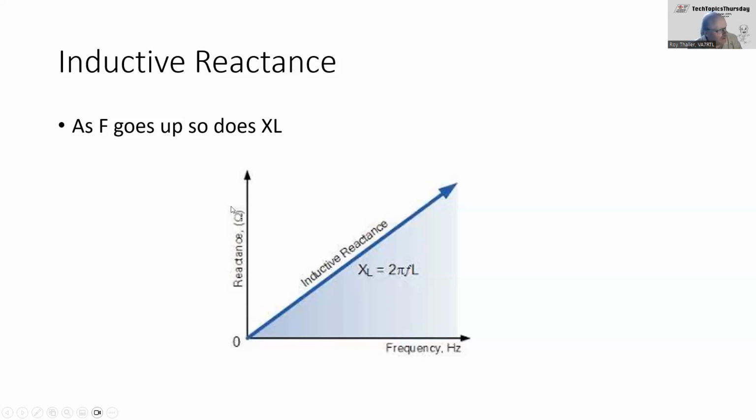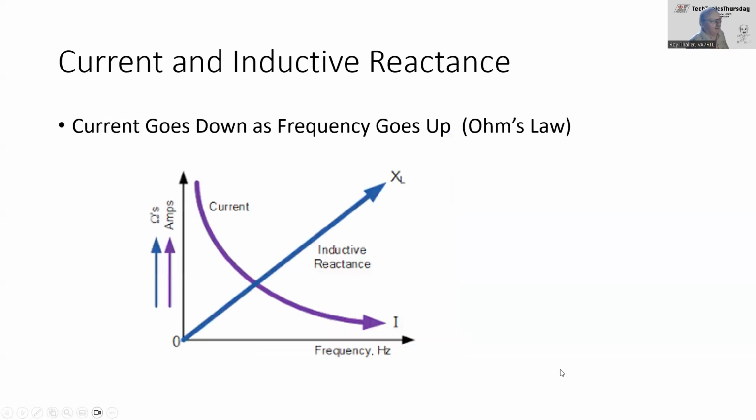Next week, you'll learn that for capacitors, it's just the opposite. So instead of going up this way, for capacitors, it goes the opposite way. Because the ohms are going up, your inductive reactance goes this way, and as it goes higher, with Ohm's law, the current actually goes down as the frequency goes up.